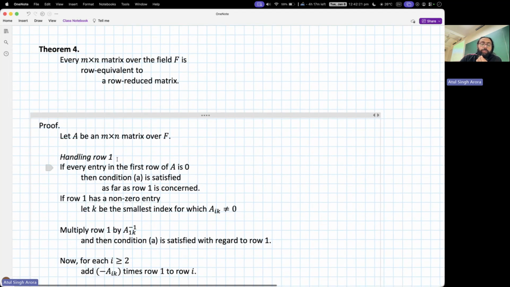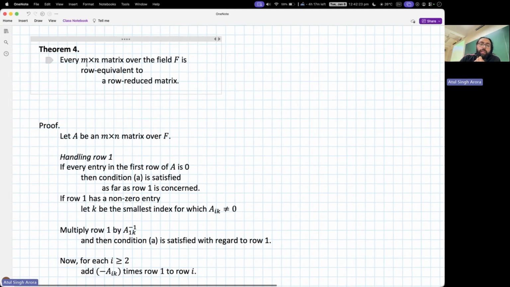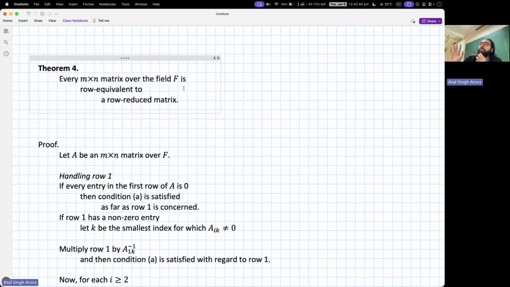Right. So the theorem, theorem 4, says the following. It says that every m cross n matrix over the field F is row equivalent to a row reduced matrix. Okay. So what does the theorem say? This theorem is saying that you can start with an arbitrary m cross n matrix, and it will be row equivalent to some row reduced matrix. Row reduced matrix meaning the one that has the form that you described.